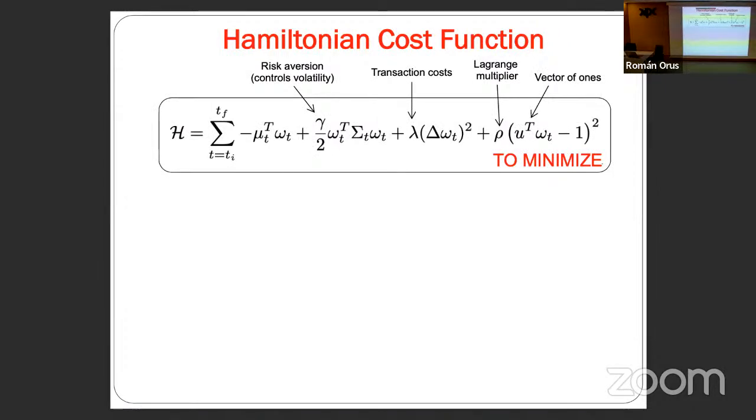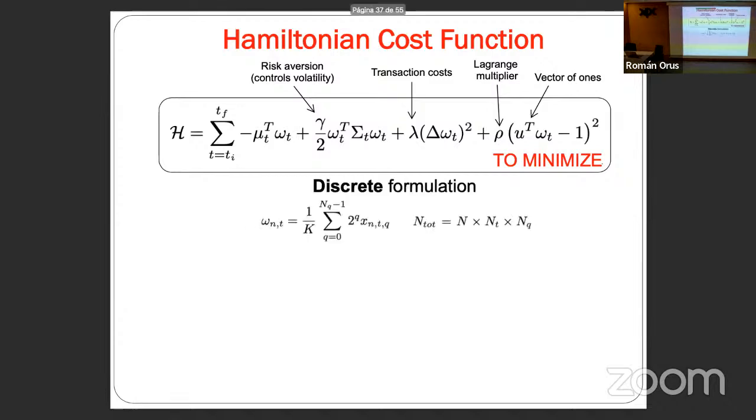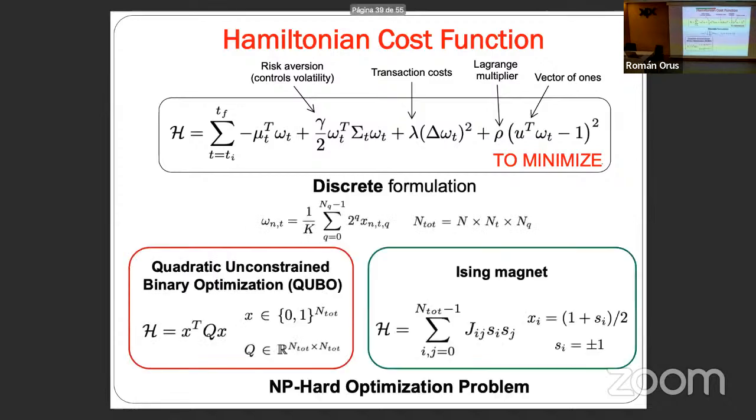You have to minimize this term, which is minus the returns, plus a term for the risk. Then there is another term, for instance, for transaction cost. Then you can include constraints via Lagrange multipliers. You have a full classical cost function to minimize. But look, this is nothing but a classical Hamiltonian. You can actually discretize it in terms of bits. And what you find at the end of the day is what people in computer science call a quadratic unconstrained binary optimization problem.